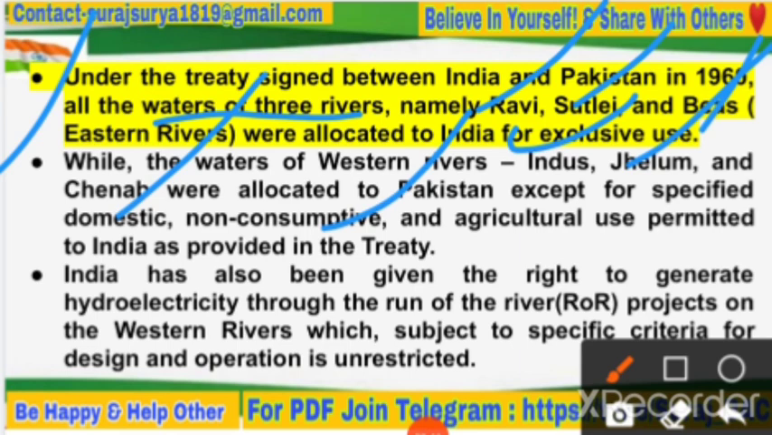India has also been given the right to generate hydroelectricity through run of the river, ROR. You will find more than five or six important hydroelectric projects on the Chenab River, and also some mini hydroelectric power projects on the Indus and Jhelum. So this treaty allows India to generate hydroelectricity from these western rivers, subject to specified criteria for design and operation. We cannot stop the water, as per the Indus treaty signed between India and Pakistan.